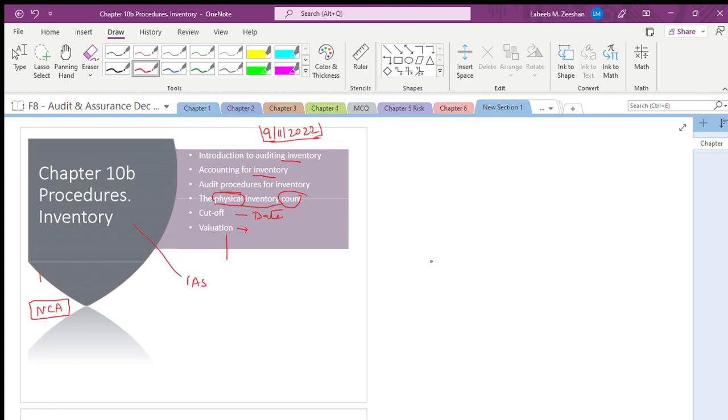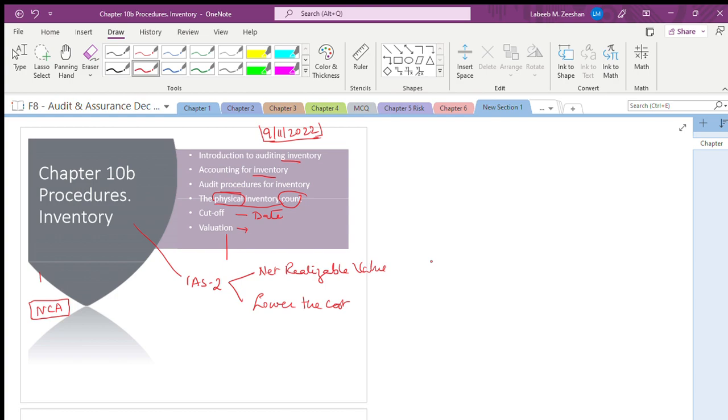Is it what we are talking about the moment we say inventory? It is going to be IS2. Okay? What are the two methods in IS2? The first one is net realizable value. Is it net realizable value? The second one is lower of cost.